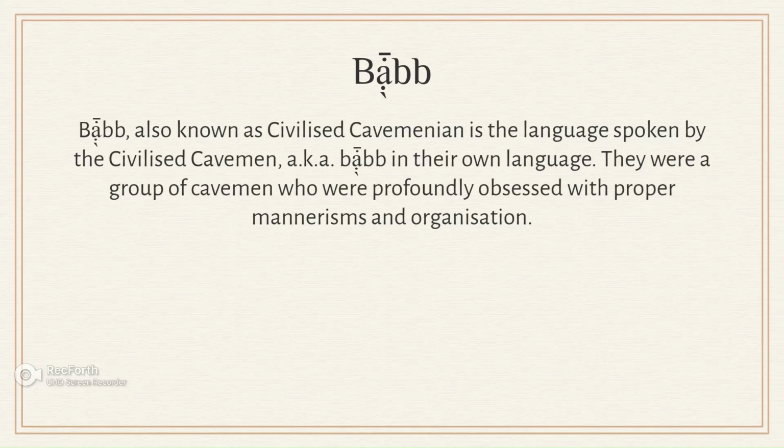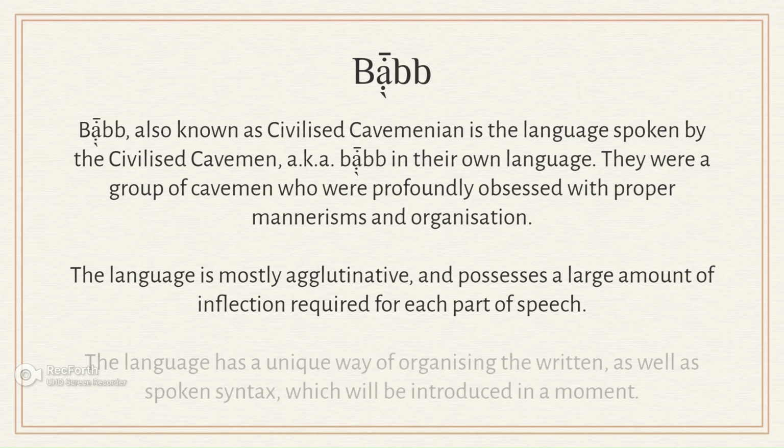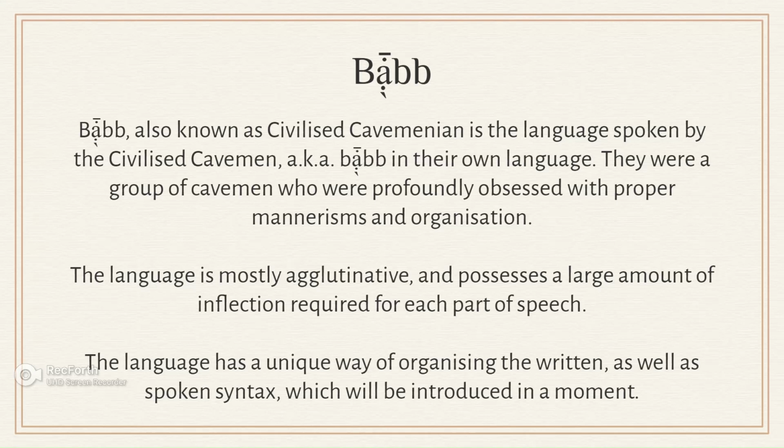Bab, also known as Civilized Cavemenian, is a language spoken by the civilized cavemen, aka Bab in their own language. They were a group of cavemen who were profoundly obsessed with proper mannerisms and organization. The language is mostly agglutinative and possesses a large amount of inflection required for each part of speech. The language is written differently. It is not from left to right, but in a particular syntax.